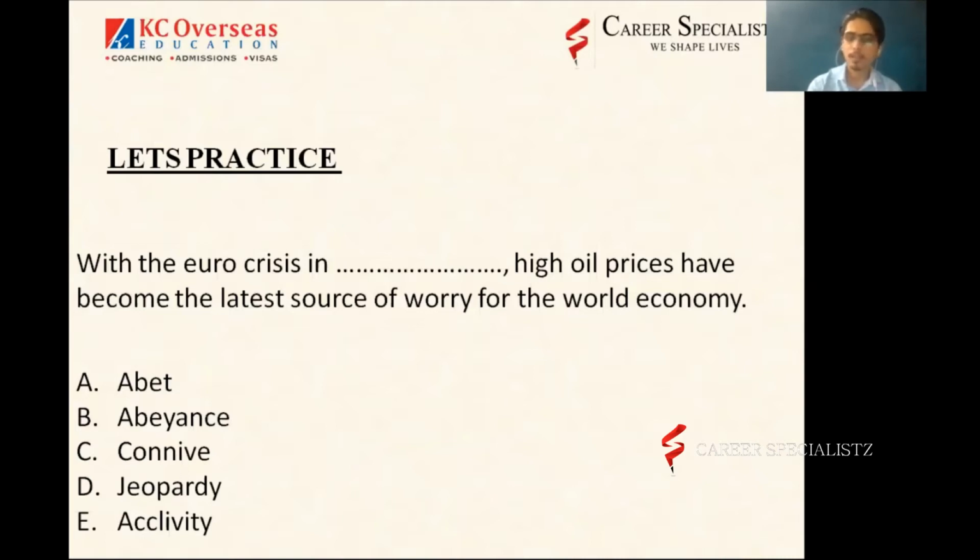Now, if you look at the sentence carefully, there are 2 different situations being discussed in this particular sentence. The first situation relates to the euro crisis. The second situation relates to high oil prices. The sentence that relates to high oil prices is complete.